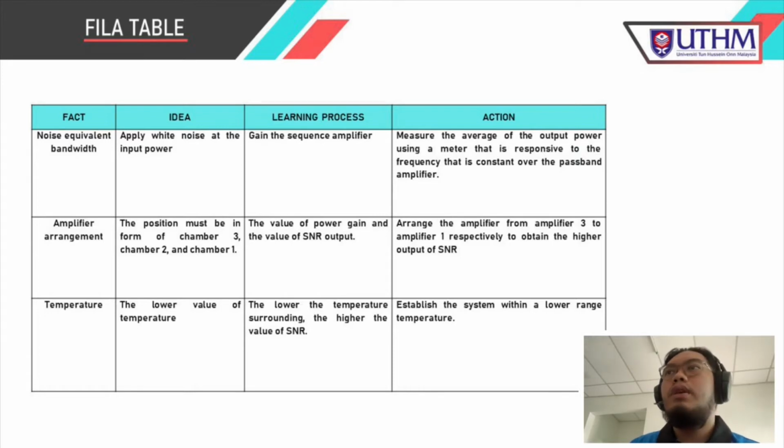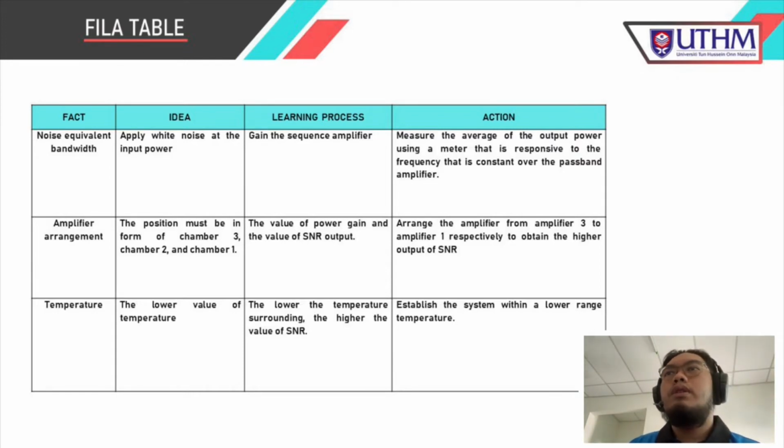The second one is amplifier arrangement. By adjusting the position in the form of chamber 3, chamber 2 and chamber 1, we are able to get a better SNR, with the value of power gain and the value of SNR output. By arranging the amplifier from amplifier 3 to amplifier 1 respectively, we obtain the higher output of SNR.